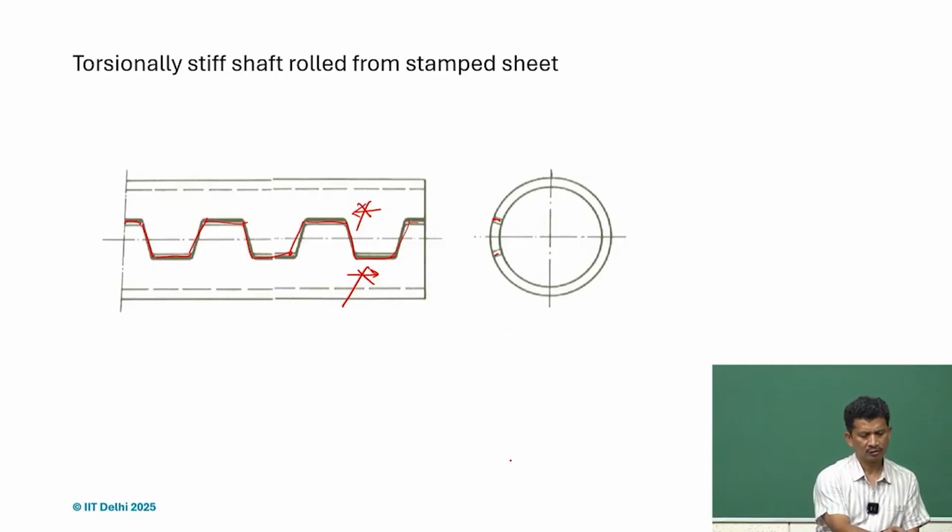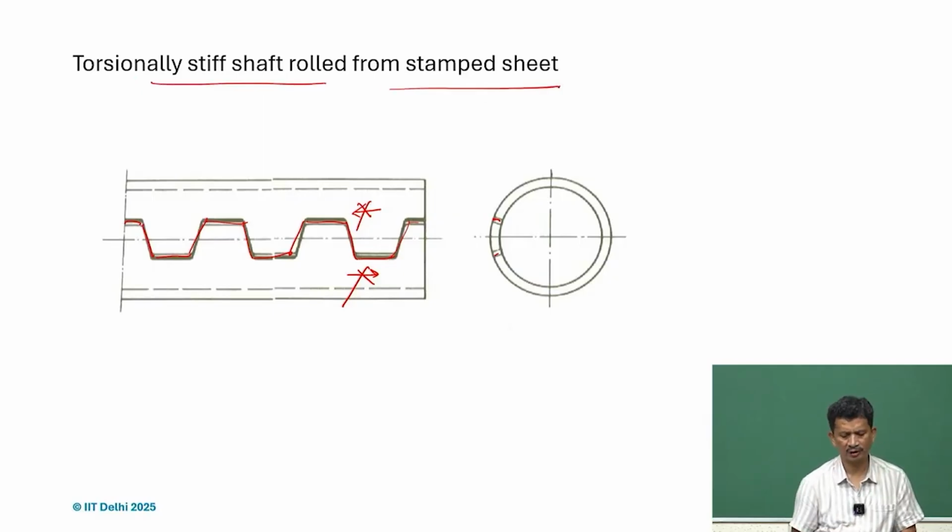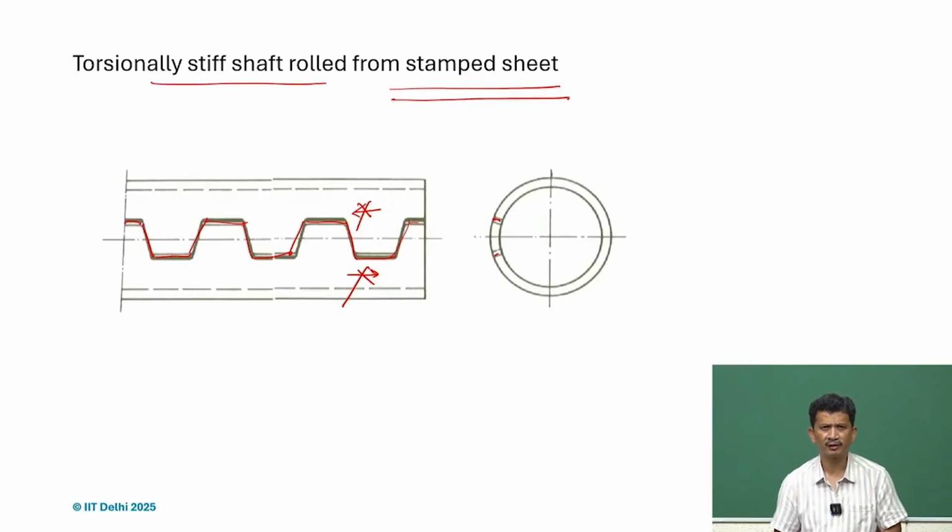So this is a torsionally stiff shaft rolled from a stamped sheet, and definitely what we see here, if we use a stamped sheet, is the ease of manufacturing and the cost involved. If we try to get a closed tube, it might be difficult and costly. But if we use just a stamped sheet and roll it into this configuration, this will be very cost effective, but at the same time we can get a very stiff structure, a torsionally stiff tube, even with the open profile here.